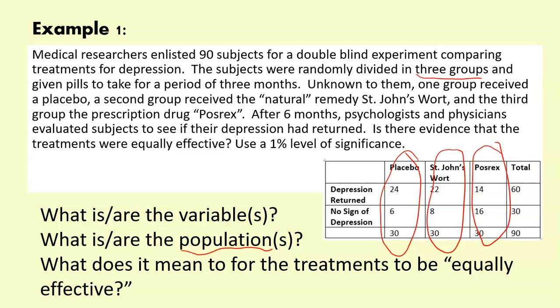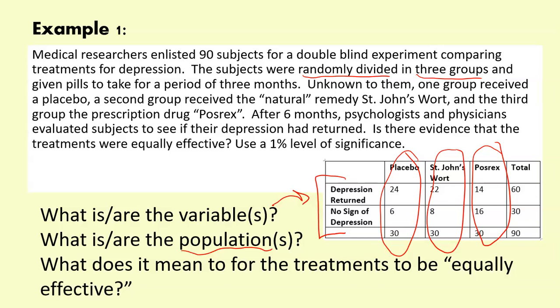So those are my 3 groups, and this is an experiment, it looks like, because the subjects were put into these 3 groups assigned by the researcher there. Okay, so if those are my groups, then the variables that we have here is the group is the kind of medicine they get. That's the explanatory variable, sorry. And then my response variable is the thing that I'm measuring, so that is whether or not depression has returned or not.